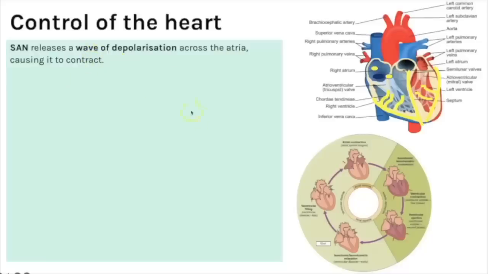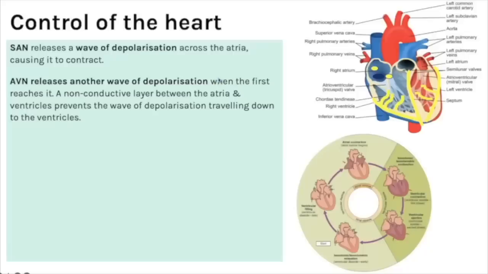So the SAN starts off this process by releasing this wave of depolarization or electricity, and that will spread across the two atria. And when the wave of depolarization hits the muscle, it causes it to contract. So that is why the atria contract first.